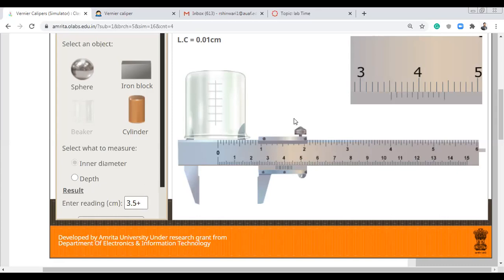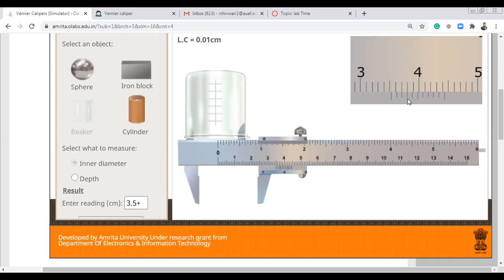Starting from here, this one is 0. Then we have 1, 2, 3, 4, 5, 6, 7, 8, 9, and 10. I think this one is more parallel. Can you see this one? Third one. Second one is parallel, but third one is more parallel. You can see this one.